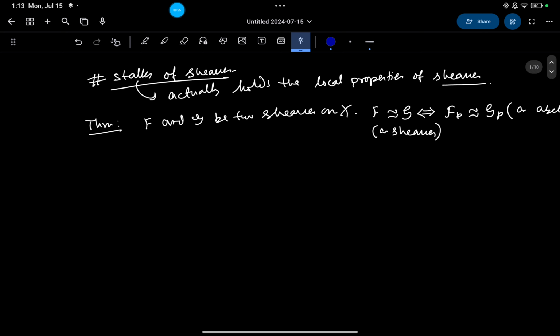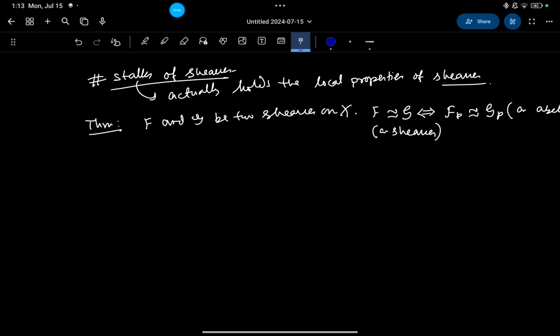And you know that if you change the point, like P and Q, F_P and F_Q may not be the same, but both will be abelian groups, and you are most familiar with working with abelian groups.